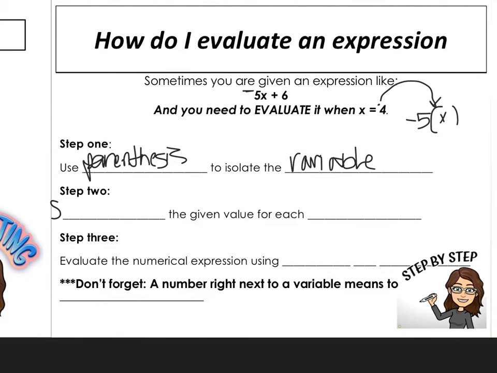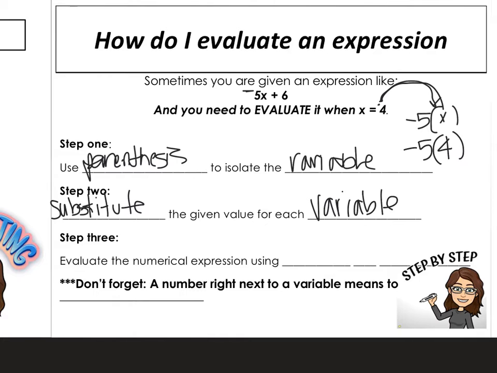Then we're going to substitute the given value for each variable. So I'm going to put this in right there. So we're going to say -5 times 4. And then we're going to evaluate the expression using the order of operations. Don't forget, a number right next to a variable means to multiply.